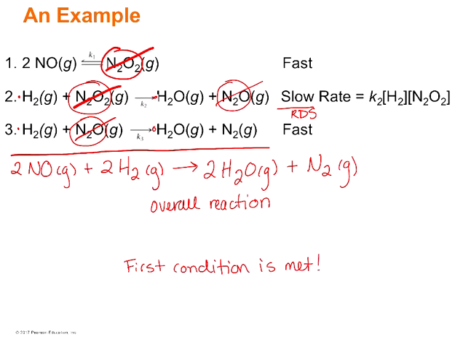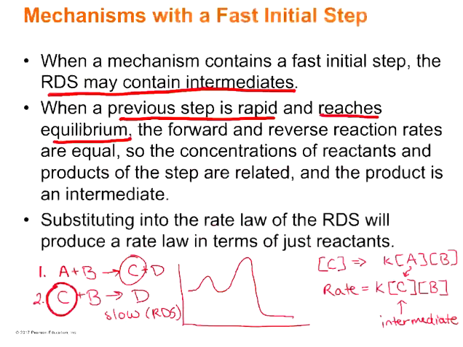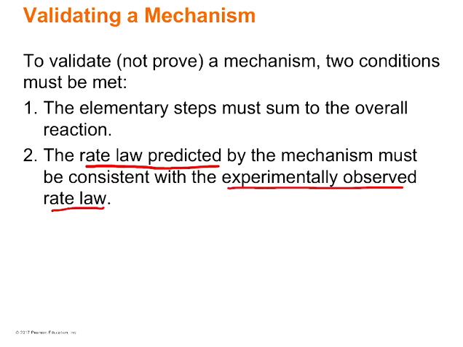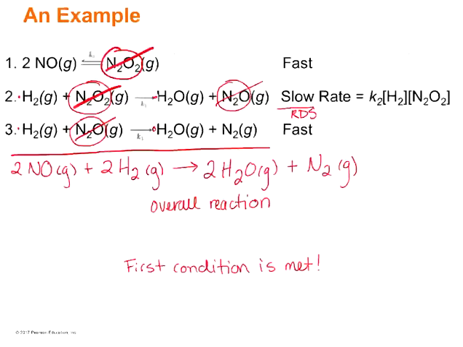Now, the second condition, so let's go back to our conditions here. The rate law that's predicted by the mechanism must be consistent with the experimentally observed rate law. Okay, now remember that typically we want to use the rate determining step to write our rate law. However, in this case, our rate law, which is K2 times H2 times N2O2, it contains an intermediate. And that is not going to match our observed rate law.